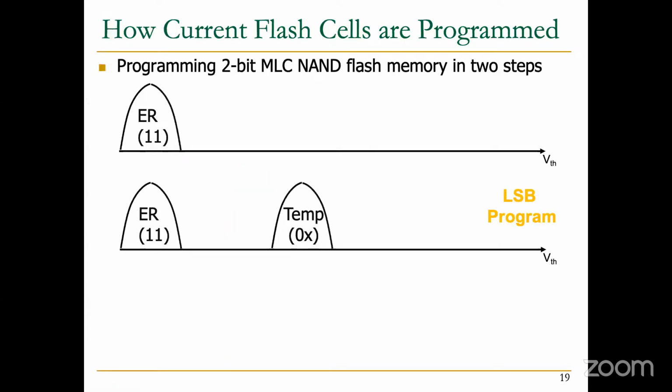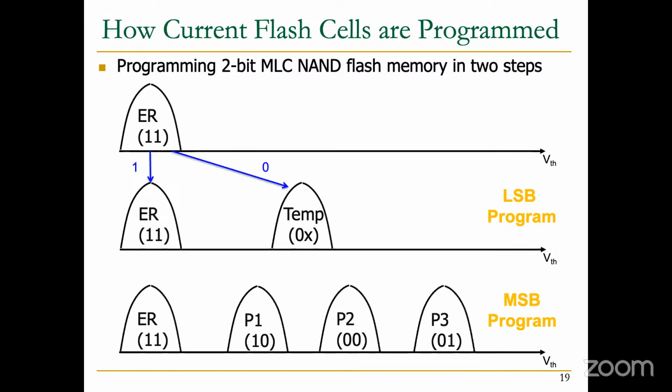When you want to program a 2-bit MLC NAND flash memory, especially in the past, we had this 2-step programming. First, we are in erase mode. Then we first program the LSB bit. So we have this temporary position where you program the LSB bit. And after that, you program the MSB bit. So you go from ER to P1, but you cannot go from the temporary position to P1. It's kind of impossible to reduce the threshold voltage.